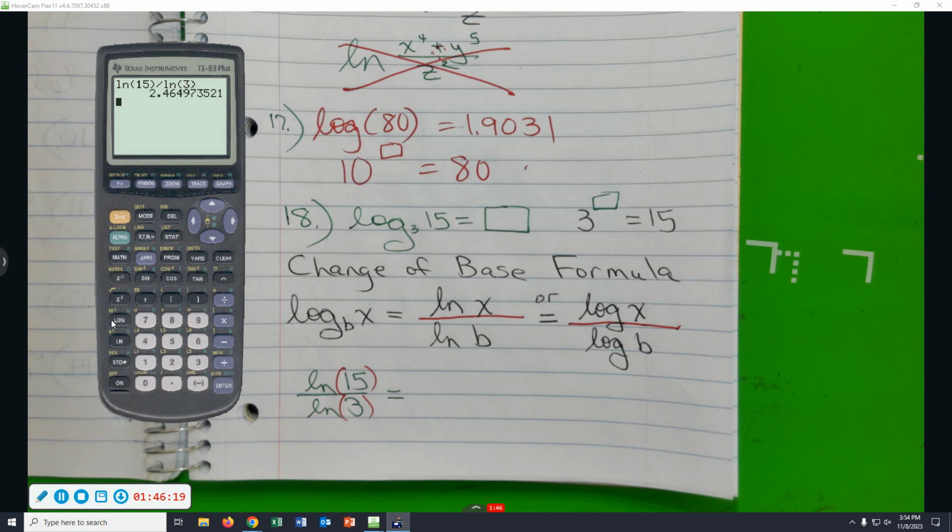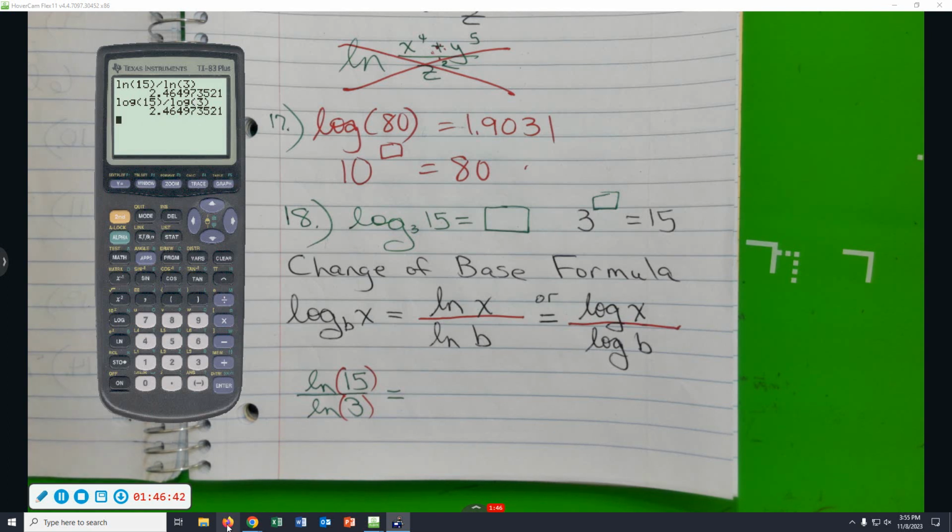As long as you don't mix them, it doesn't matter if you used ln or log. But don't do ln for one of them and log on the other one. No, you'll get it wrong. But you see, I did ln over ln or log over log. Either way, you're still getting the same answer.